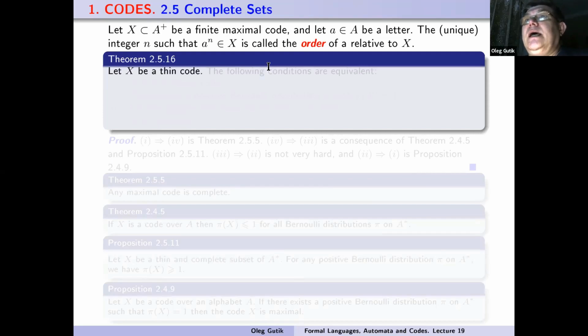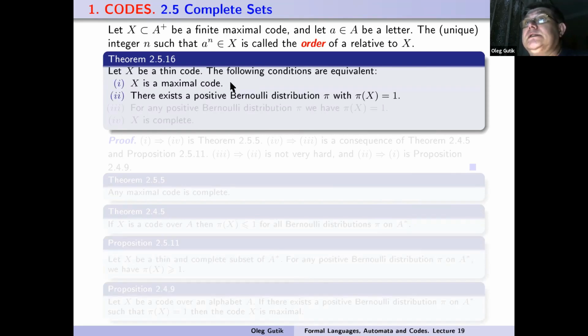Theorem. Let X be a thin code. The following conditions are equivalent. One: X is a maximal code. Two: there exists a positive Bernoulli distribution pi with pi of X equal to 1. Three: for any positive Bernoulli distribution pi, we have that pi of X is equal to 1. And the fourth: X is a complete code.